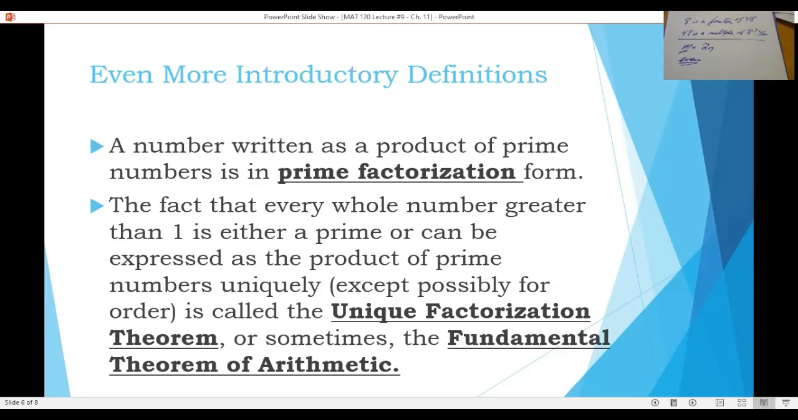So the fact that every whole number greater than 1 is either a prime or can be expressed as the product of primes is called the unique factorization theorem, also known as the fundamental theorem of arithmetic. So let's talk about these ideas for a minute.